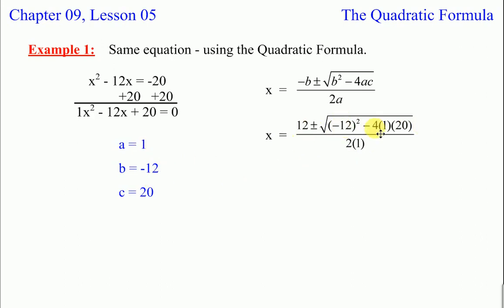Okay, so we're going to start underneath the square root, which is the discriminant. We're going to simplify this expression right here. That gives me 144 minus 80.